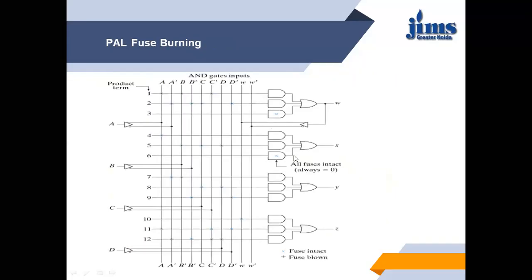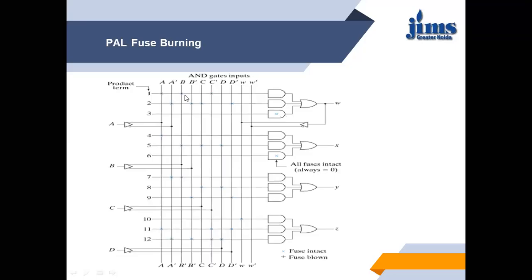Now coming to the PAL table, we have inputs A bar, B bar, C bar, D bar, and W bar. Where there is a connection, we have to put a dot or a cross at that line, because we need not program the OR array, because the OR array is fixed. We can see directly that in the first term and the second term for W and X, we have only two minterms. So these two gates are not used. All fuses intact, that is always equal to 0.